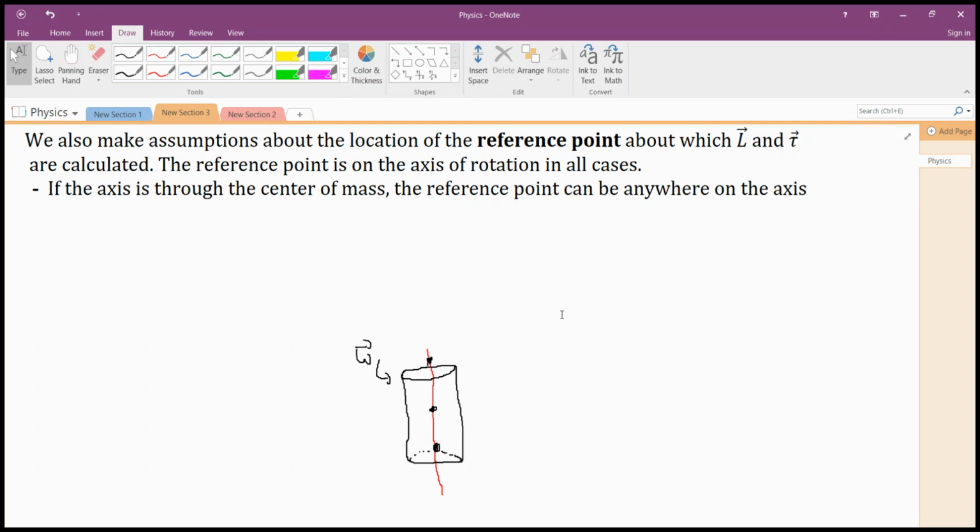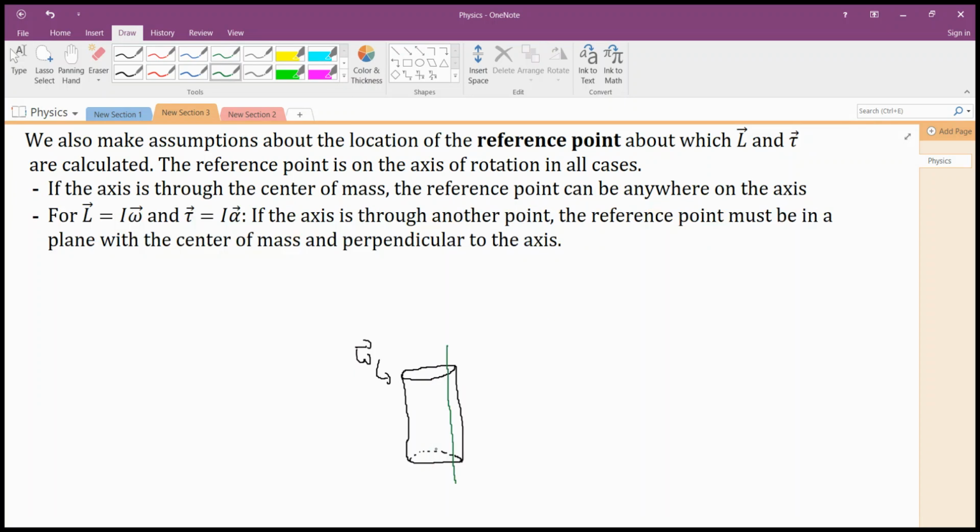So for example, I've already drawn something like this. The red line, the axis of rotation that I drew, is going through the center of mass, and I can put the reference point anywhere on the axis to calculate angular momentum and torque about that point, and the equations will be true. For the full vector equations, if we have the axis through another point, then the reference point must be level with the center of mass. Mathematically, that means the reference point must be in a plane with the center of mass that is perpendicular to the axis of rotation. So for an example, considering this cylinder again, which is now rotating around this green axis that is not through the center of mass, where should the reference point be? Well, the center of mass is over here. My reference point should be here.